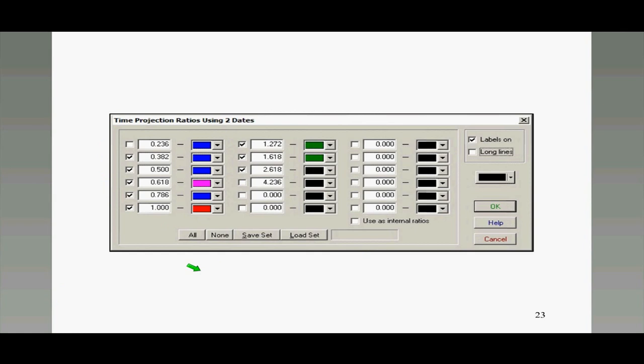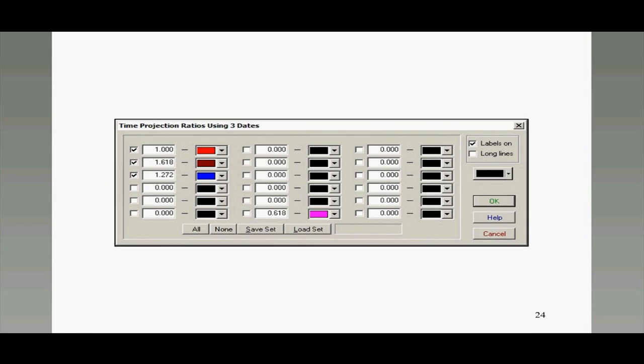The tool that a lot of these programs don't have is the one where you're doing time projections using 3 dates. For that tool, I'm just using 3 ratios: 100%, 1.272, and 1.618. In a perfect world you'd put the 1272 over the 1618, but it doesn't matter because it comes out the same on the chart. Those are the three ratios I would use when I'm running the alternate time projections.